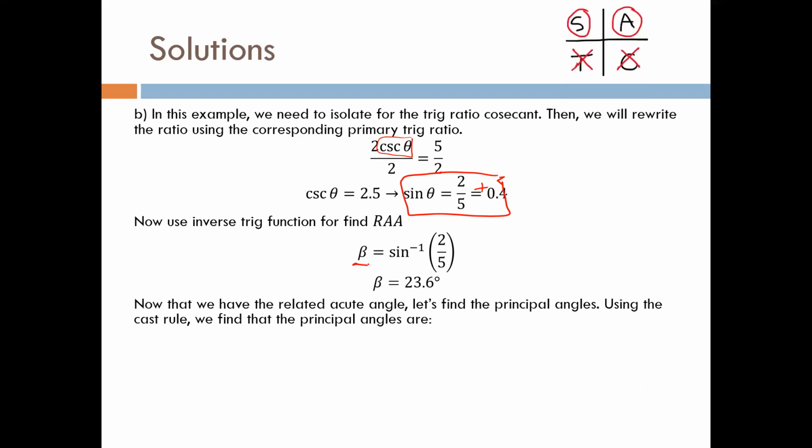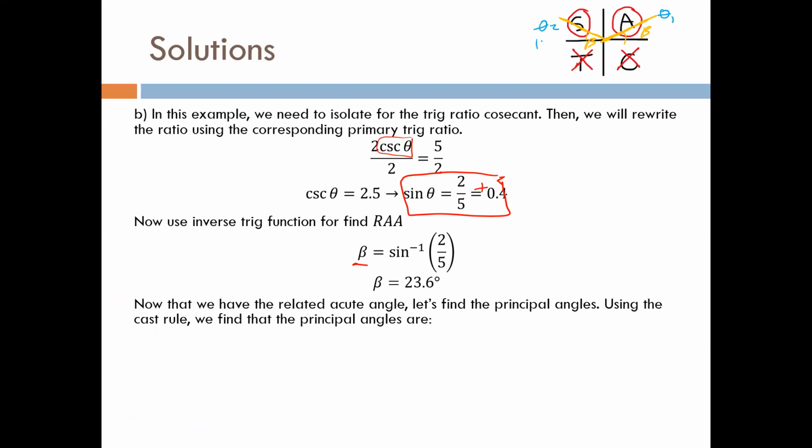So again, using your CAST rule, if you know that sine is positive, then you know it's going to be in the first quadrant and the second quadrant. So we redraw this out, and we know that it's going to be in this first quadrant here, where beta is that one right there, and it's going to be in this quadrant right here. And this is beta right there. So if I want to find my two principal angles, theta 1 and theta 2, should hopefully be pretty easy.